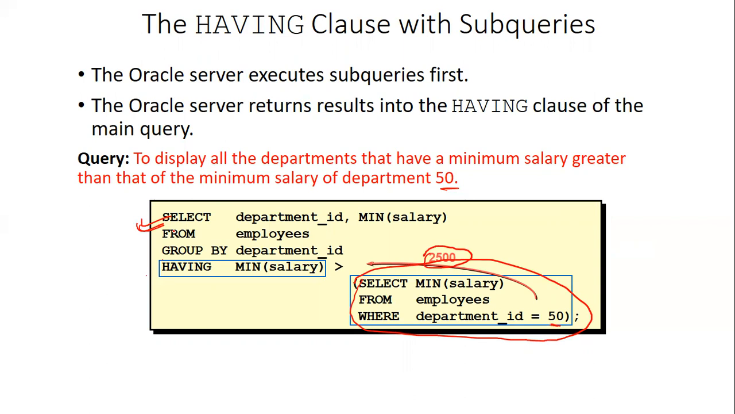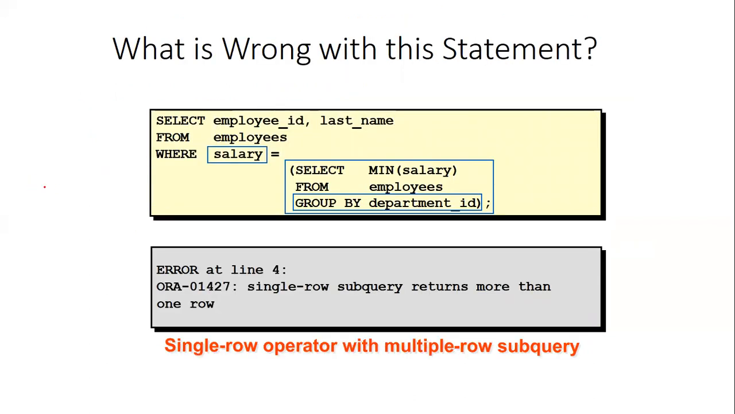Okay, so now you can see what is wrong in this question. If I write this statement, I just select a statement. Here we have written select employee ID, last name from employee where salary is equal to. Now we want to fetch the employees whose salary is equivalent to the minimum salary of the department. If you are writing this query, then what will happen? What will this query return? Select minimum salary from employee group by department ID. What will this query return?